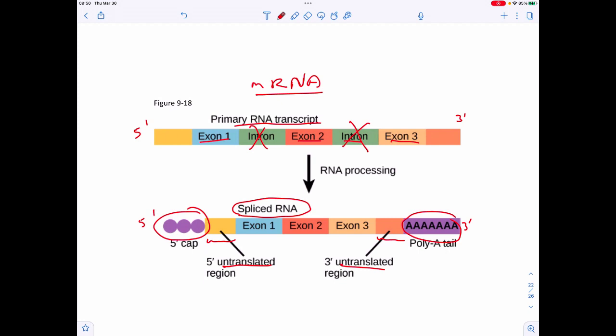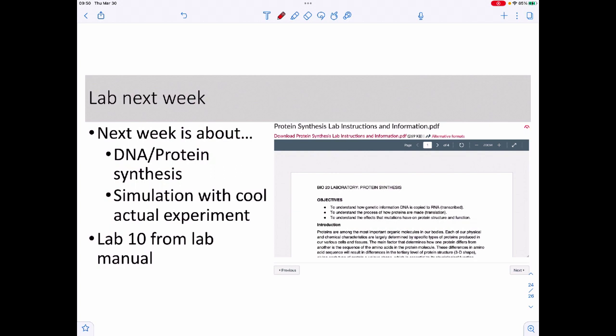This week in lab, we're going to practice DNA, RNA, protein. So on Tuesday of next week, we're going to talk about how we make proteins, which is protein synthesis or translation. And then we're going to figure out how we control all this stuff.